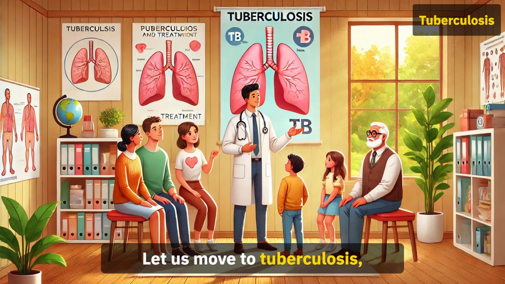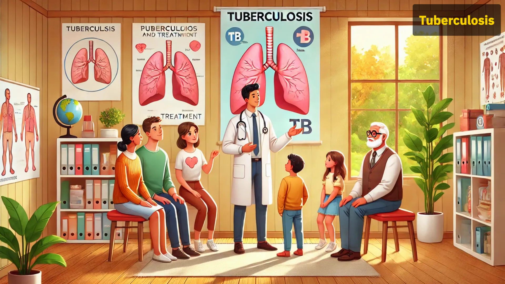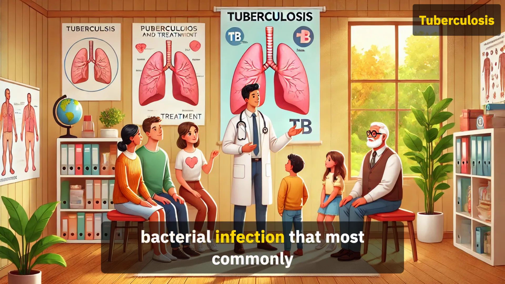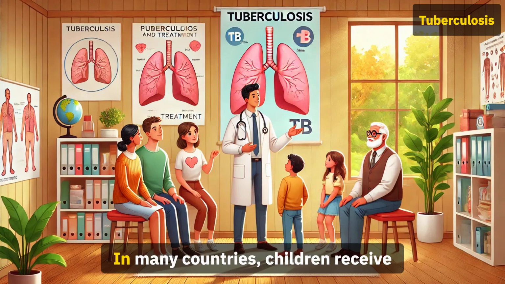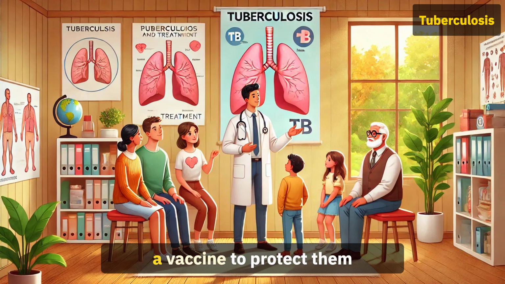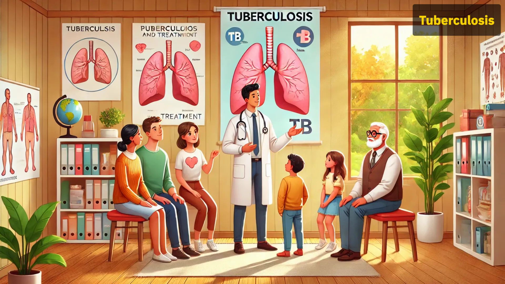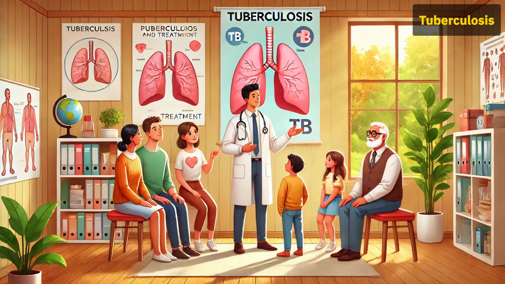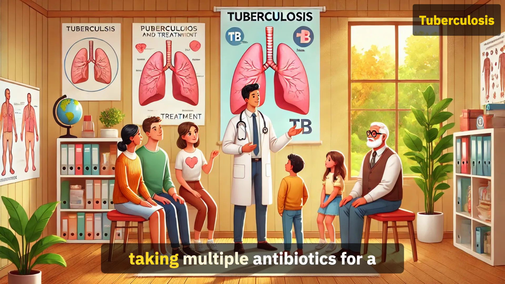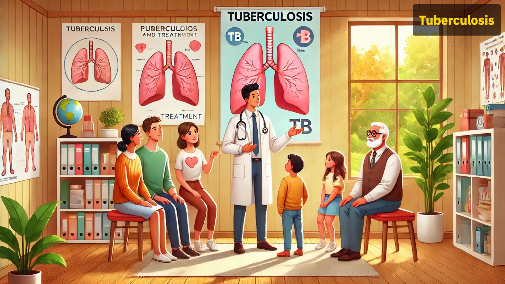Let us move to tuberculosis, often shortened to TB, a noun referring to a bacterial infection that most commonly affects the lungs. An example sentence is, in many countries, children receive a vaccine to protect them from tuberculosis. Another example is, TB can be spread through the air when an infected person coughs or sneezes. Treatment for TB often involves taking multiple antibiotics for a considerable length of time. It was once highly prevalent, but improved healthcare has helped reduce its impact in many areas.